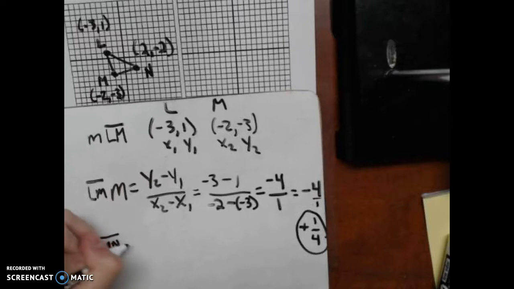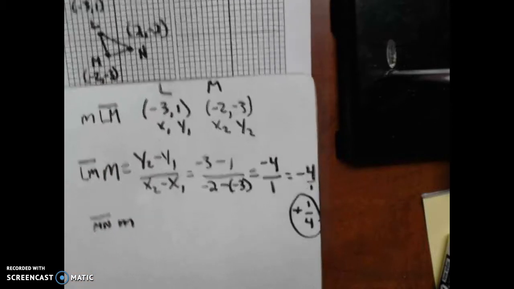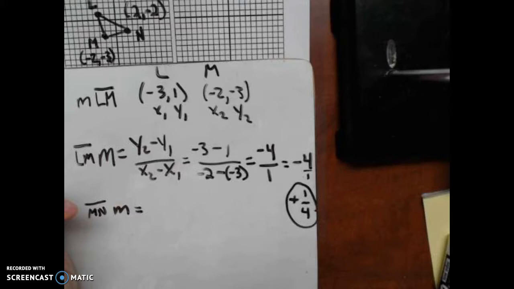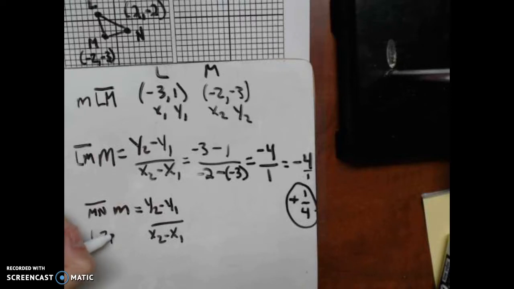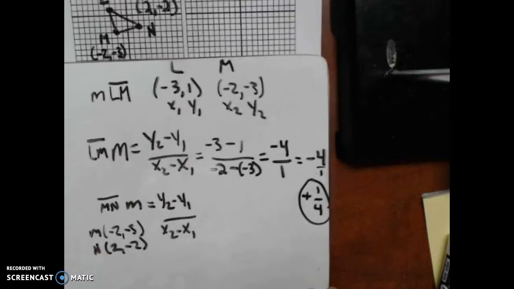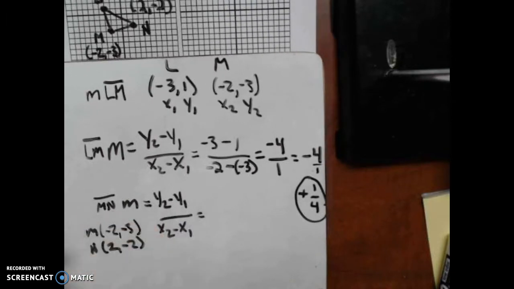So let's do that. Let's go line segment MN slope. That'll equal y2 minus y1 over x2 minus x1. And we've got our new points here. Now M was -2, -3, and N is 2, -2. So we plug those things in. This is the second one. You're number 2, you're number 1.